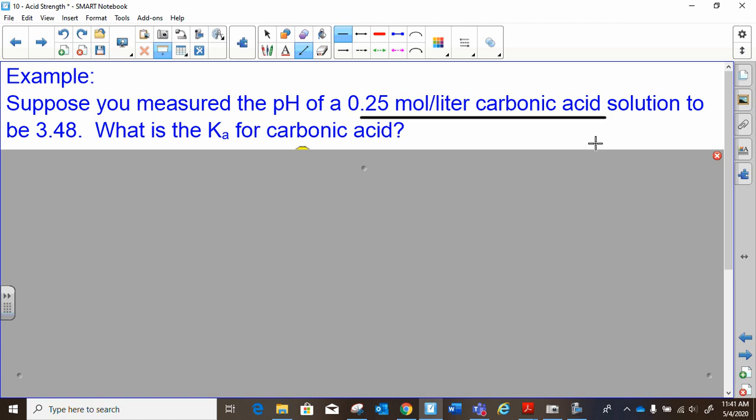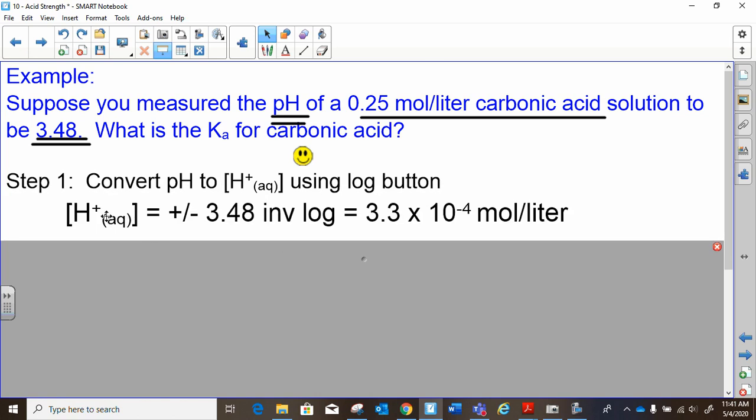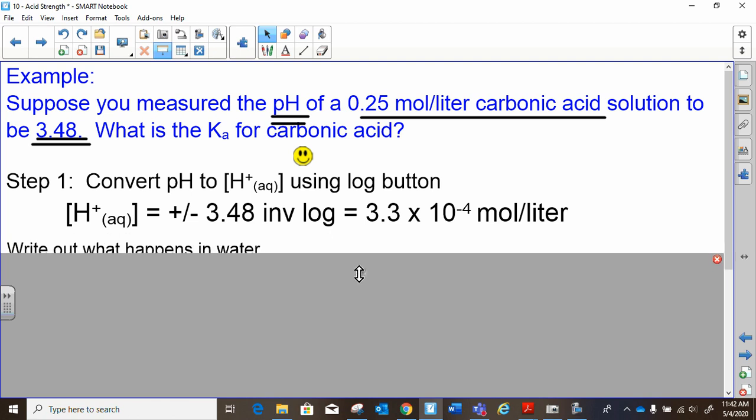Do I have the H plus? No, I don't have the H plus, but they did give me the pH. And I can use that pH to find the H plus. So I put that pH 10 to the negative 3.48, and here's where I've tried to show you what to press on your calculators. Inverse log, or as I said, some of you press 10 to the x. Same thing, and you get your concentration of H+.